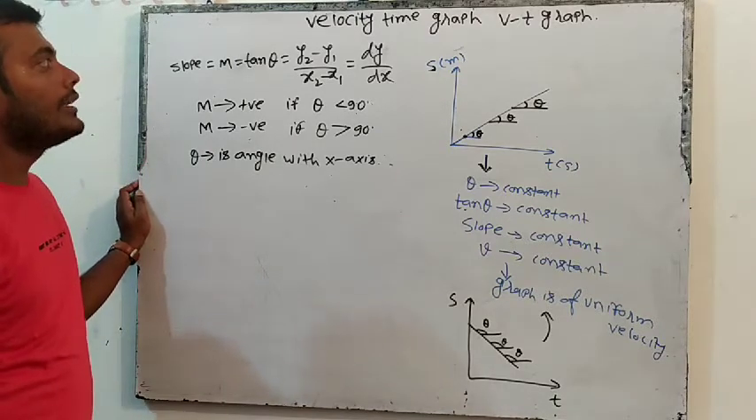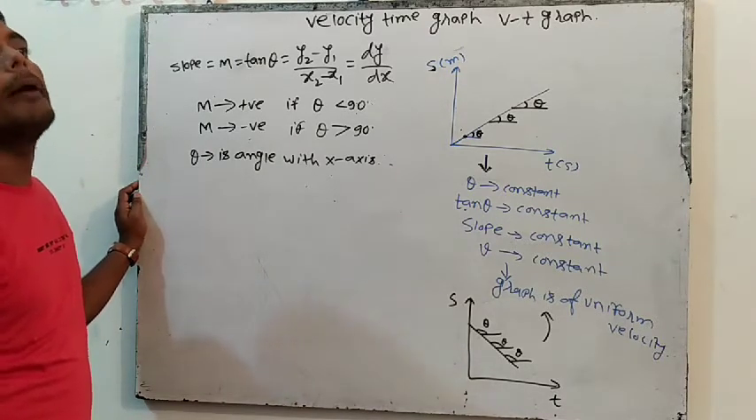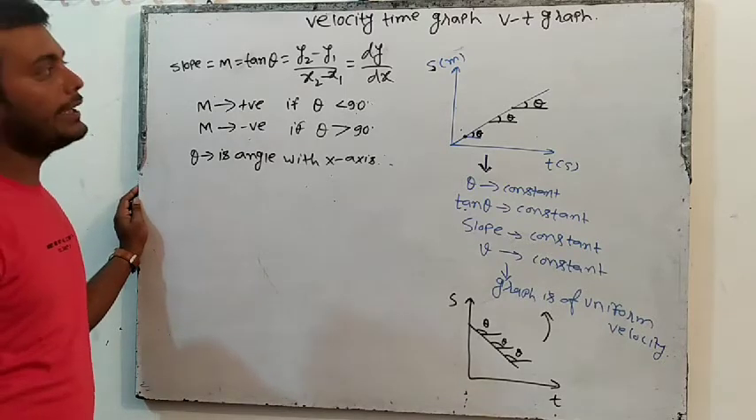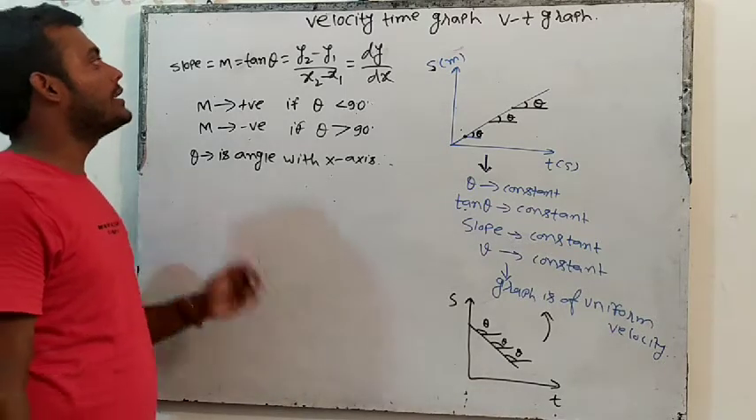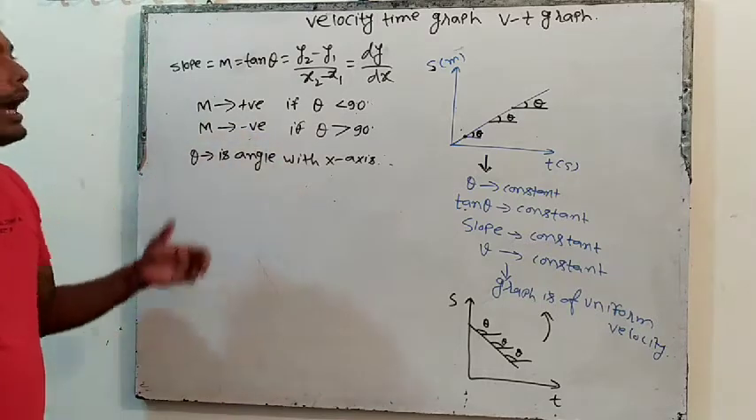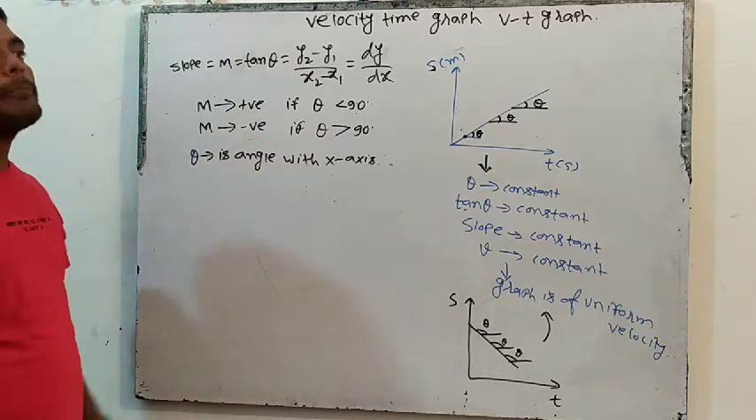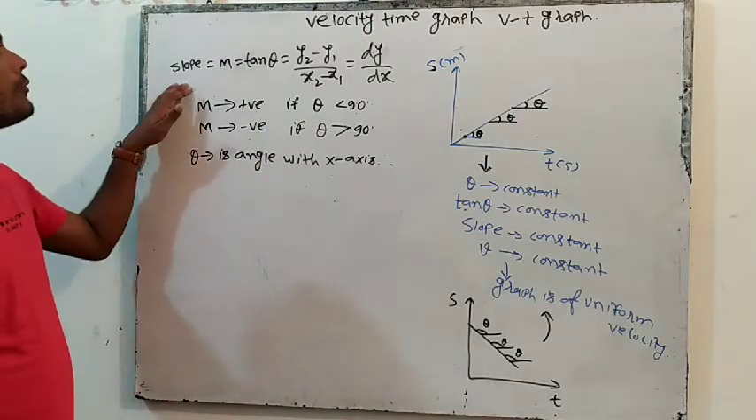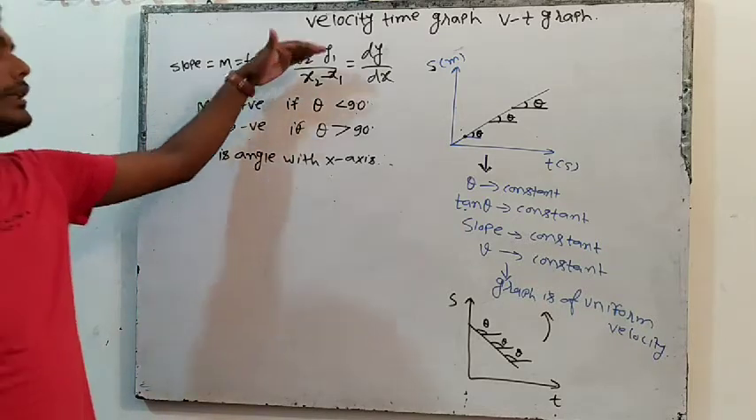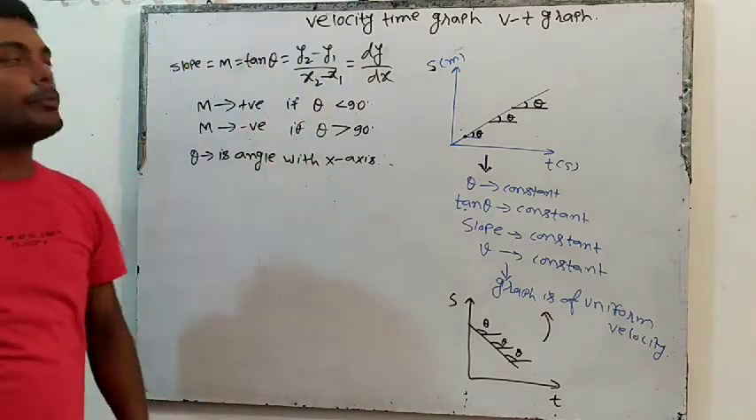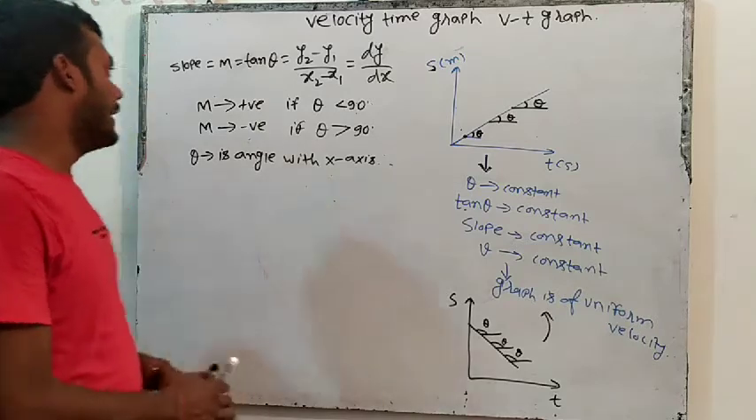Today we will take the topic velocity time graph. Again, a topic related with graph. Myself, Kanhaiya Jha. I have already discussed the concept of slope. Slope is what? M. M is equal to tan theta. Tan theta is y2 minus y1 divided by x2 minus x1, or dy by dx.